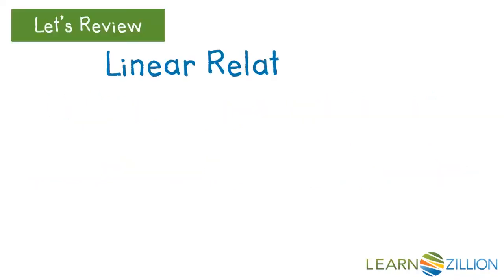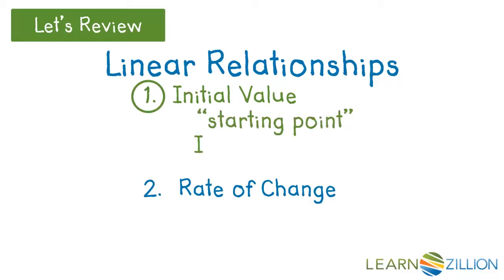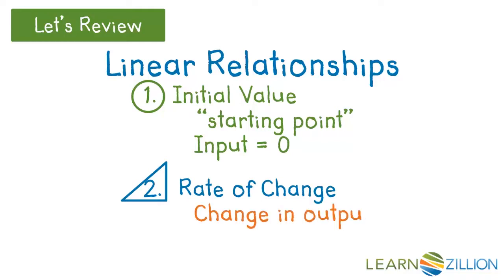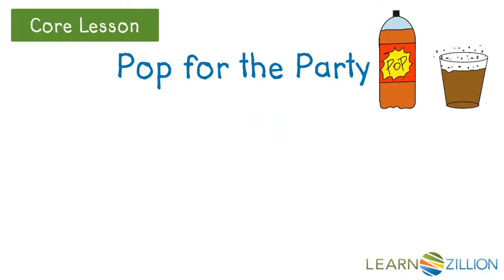A linear relationship is defined by two things: the initial value and its rate of change. The initial value is the starting point, when the input is zero. The rate of change is the change in output divided by the change in input. We don't need a graph to find the initial value and the rate of change.